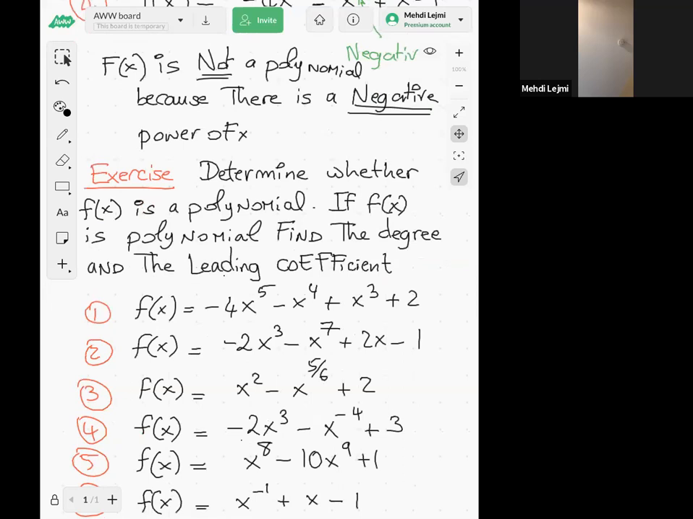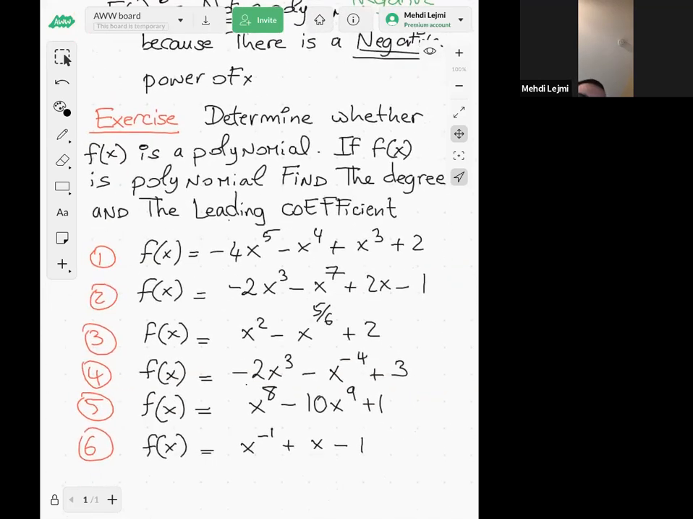Okay, guys, you have a couple of minutes to determine whether f is a polynomial or not. And if it's a polynomial, then please find the leading coefficient and the degree, right?